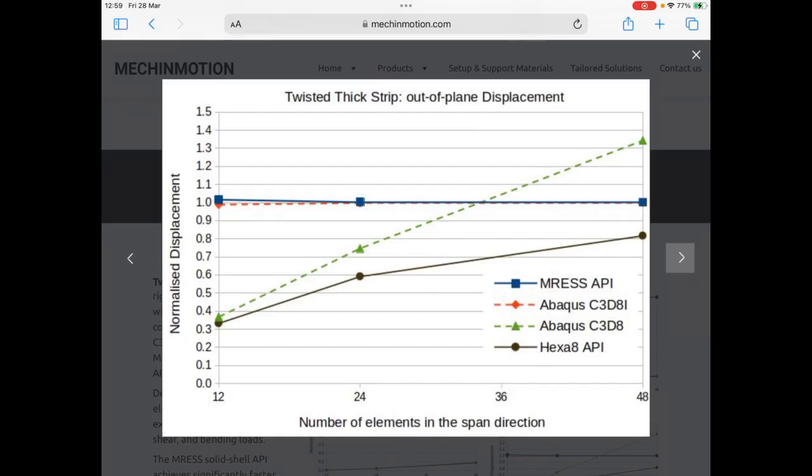You can see that MRES is almost perfect. Abaqus C3D8I also works very well in this type of loading in this example. But you can see that C3D8 can give a very, very wrong answer, in fact, and I don't know if people are aware of this kind of situation.